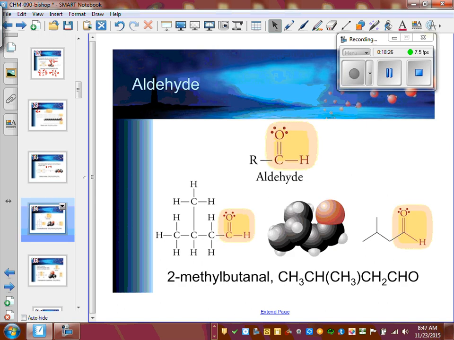Aldehydes. The R group here is a C double bond O with an H. Carboxylic acid was a C double bond OH, and aldehyde is C double bond O H. If this R is an H rather than a carbon, you have the simplest one, which is formaldehyde, which we all know is a tissue preservative. It's also an ingredient used to preserve the red maraschino cherries.